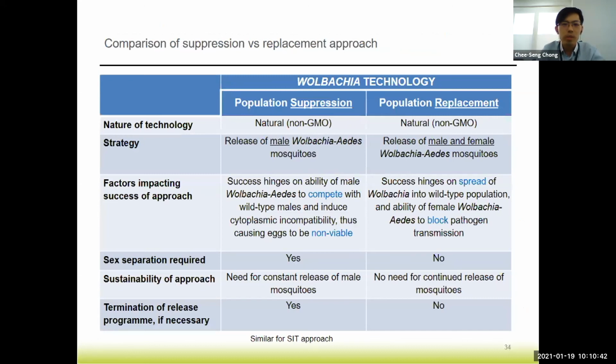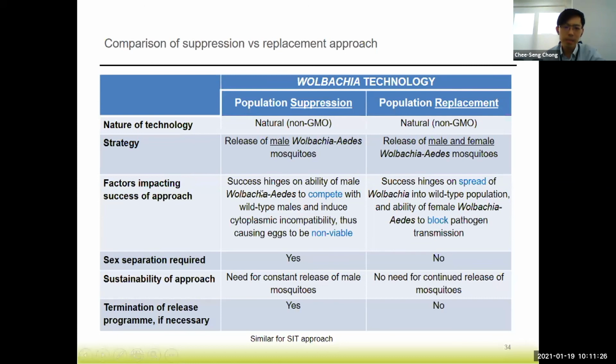So while we talk about the suppression and replacement approach, I think what's key is that we are aware of the different factors or considerations that we need to account for, and think through before we embark on something new. So this table gives a very simple comparison between the two approaches, the suppression and replacement approach. And as I emphasized earlier, one strategy is really focused on the male release only strategy, whereas the other strategy is focused on both the males and females.